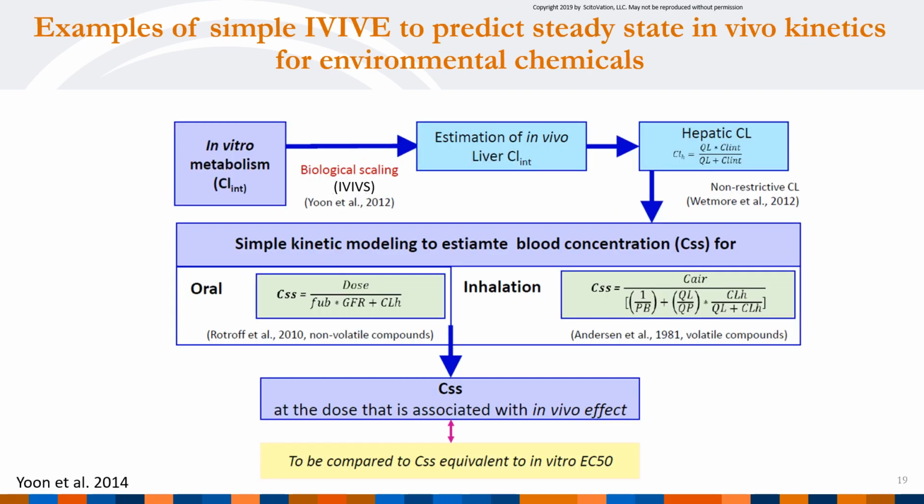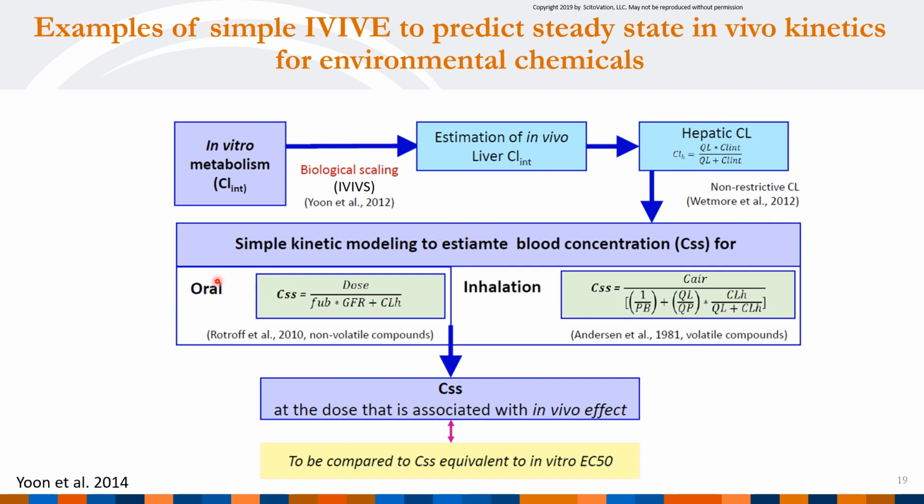Here is a simple example of IVIVE to predict steady state in vivo kinetics for environmental chemicals. First, we derive some in vitro metabolism that we scale through IVIVE to have an estimated in vivo liver intrinsic clearance. We calculate the total clearance by using blood flow and intrinsic clearance. And then we can use a simple kinetic model to estimate blood concentration.